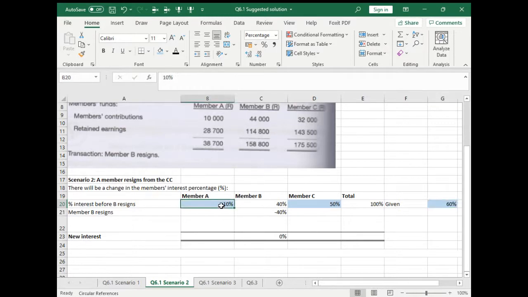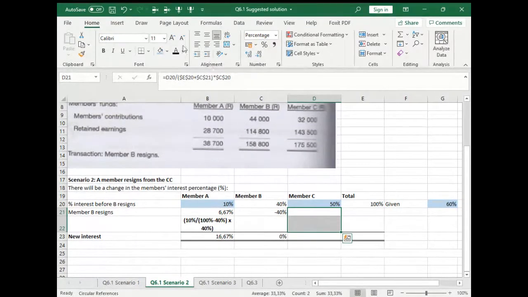So I'm going to take the 10% that member A has, divide it by 60, and then multiply it with the 40% to work out what is the new portion I've acquired, which is then 6.67%. Okay, which means that after B has left, A's new interest holding is now going to be 16.67%. Whereas member C, on the other hand, we will have 50 over 60 multiplied with the 40, which gives us 33.33%. Now, if you add all of this together, that movement should also be a 0.